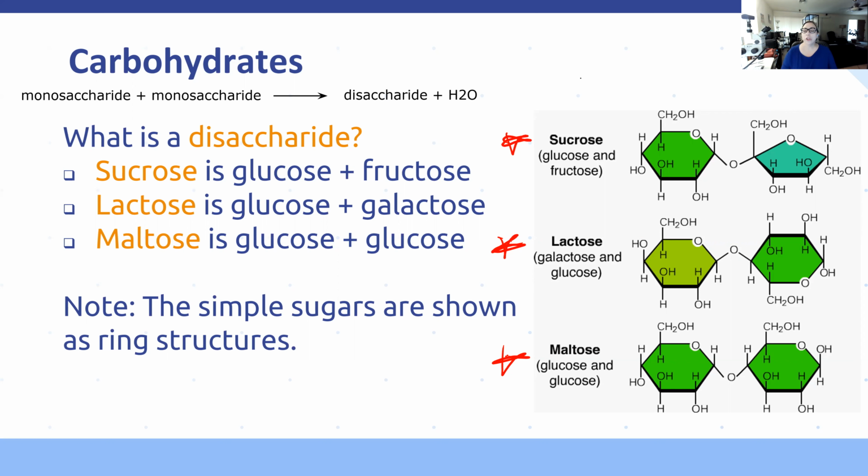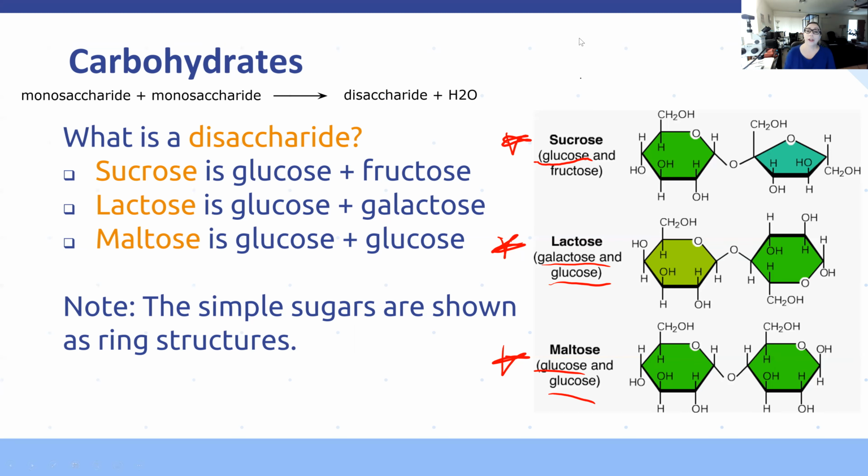Now, one thing I want you to notice here is that every disaccharide I've shown you has glucose in it. Sucrose includes a glucose and a fructose. Lactose has a glucose and galactose. And maltose has both monosaccharides being glucose.